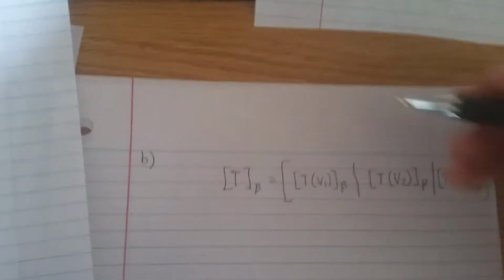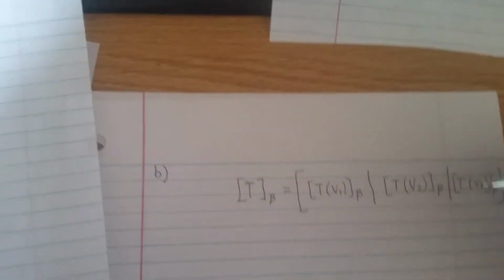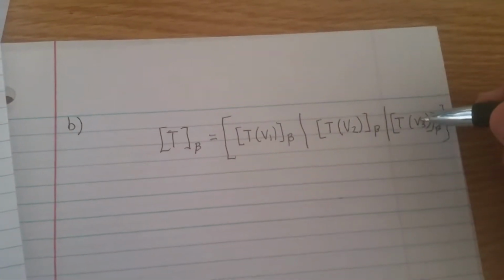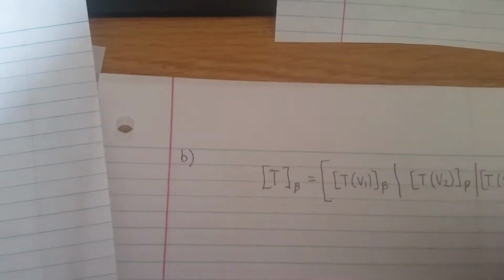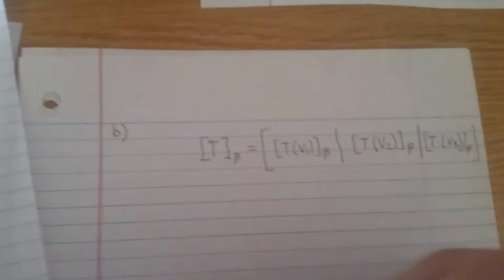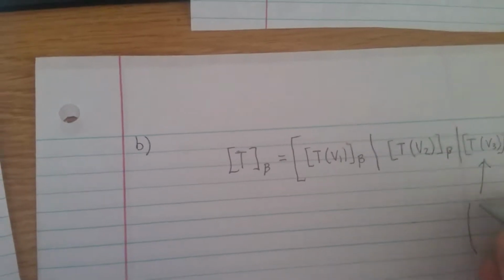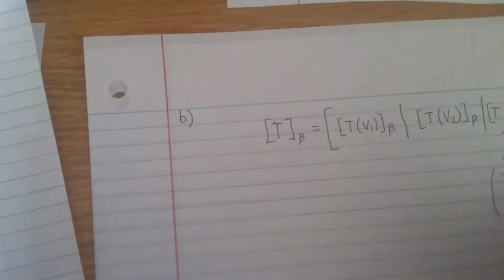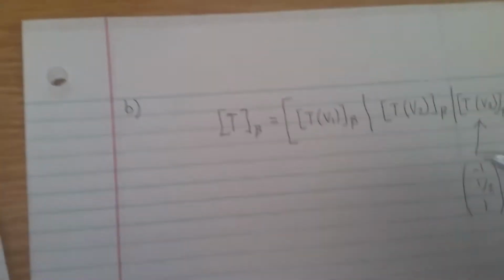Does that make sense? So what we did in part A is we found this. Well, now we're trying to find this, and it's just each of the T of V1, T of V2, and T of V3 together in a matrix. So now we could do what we did in part A, and we could do it the exact same way. Completely legal. And because we remember from part A we got this. But we can also use just inspection.